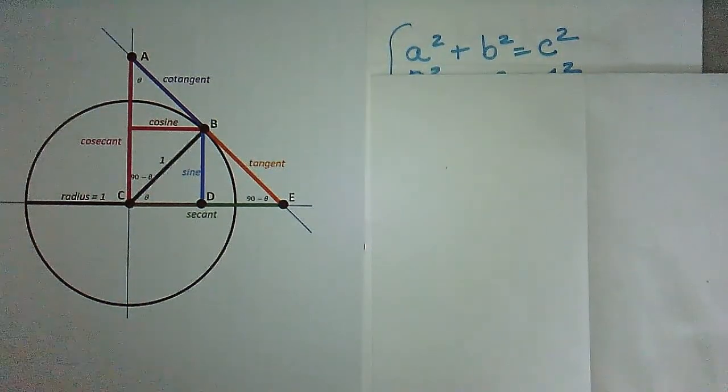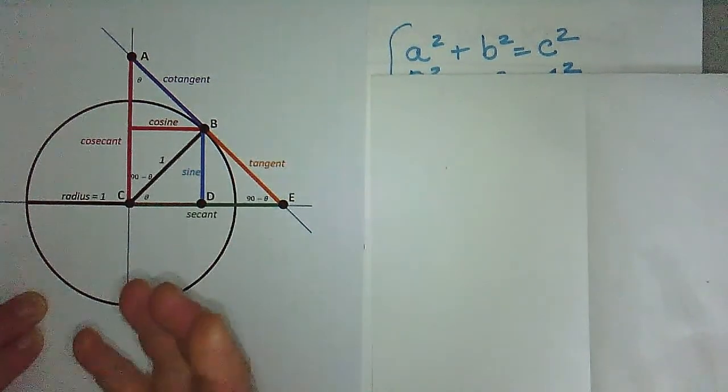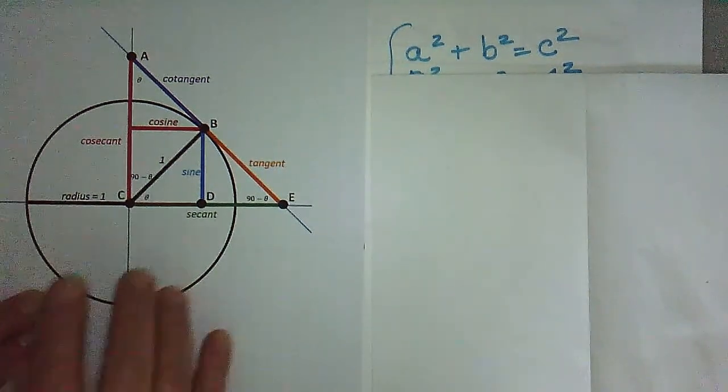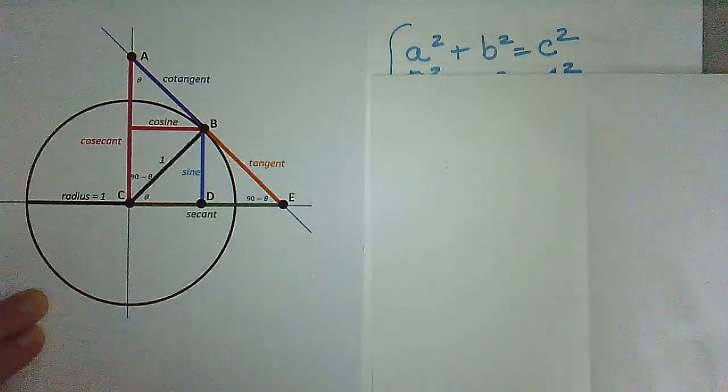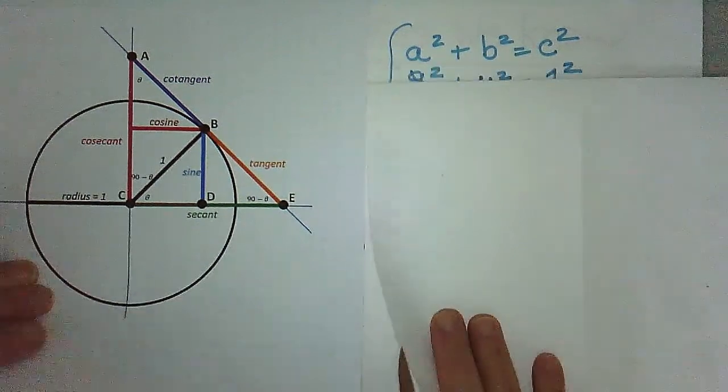Okay, the purpose of this video is to serve as a companion to the help video that you watched for the Delta Math assignment on Pythagorean identities. This is a visual proof that explains in a beautiful picture how these identities work and where they come from.